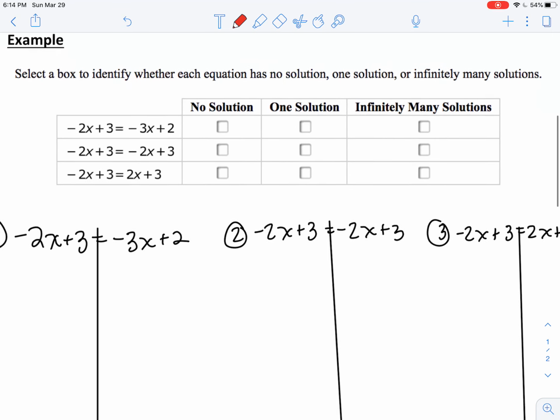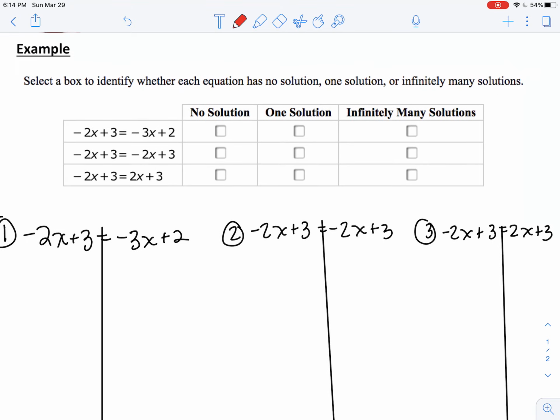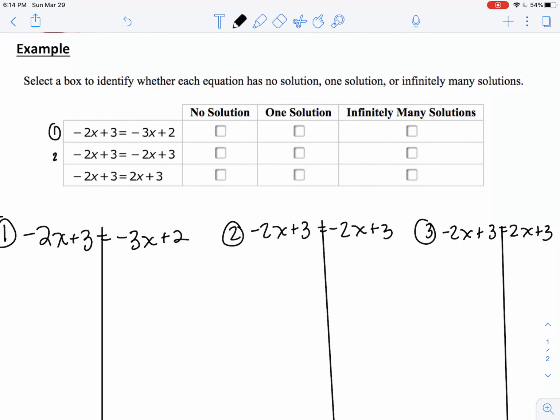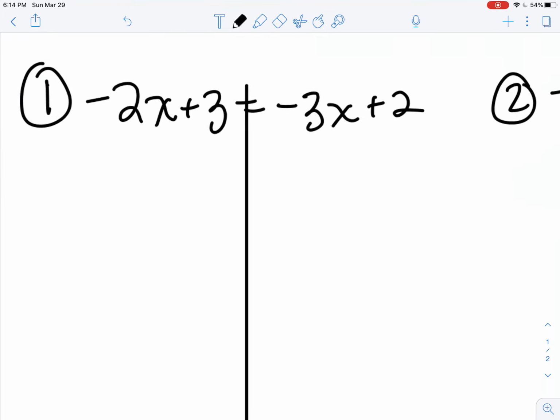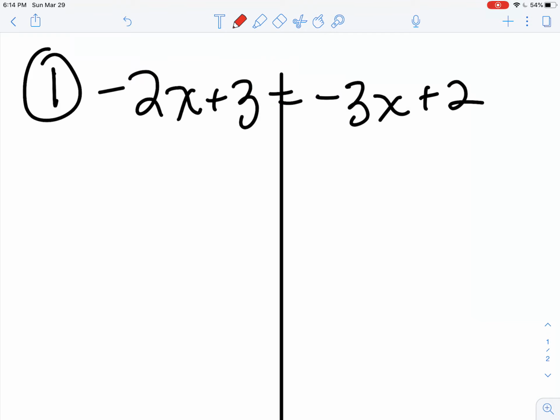The question reads, select a box to identify whether each equation has no solution, one solution, or infinitely many solutions. So we've got 3 different problems here, okay? Notice here how I just rewrote them underneath the problem. That way I have workspace. Okay, so let's take a look at question number 1. Now, when solving these types of problems, you want to go through the steps.